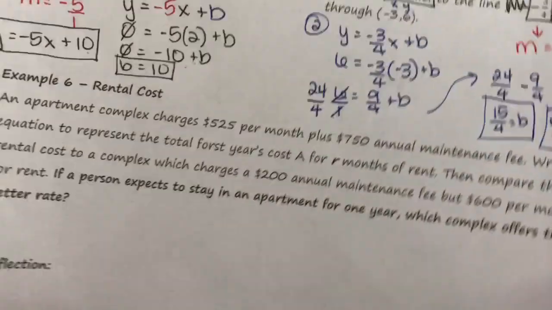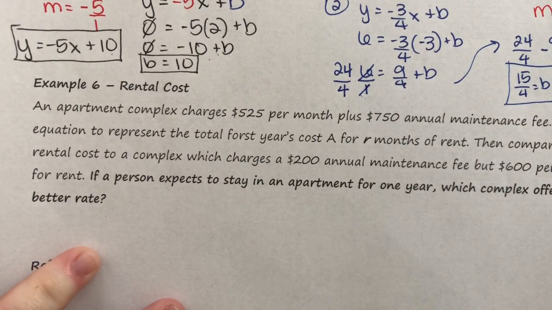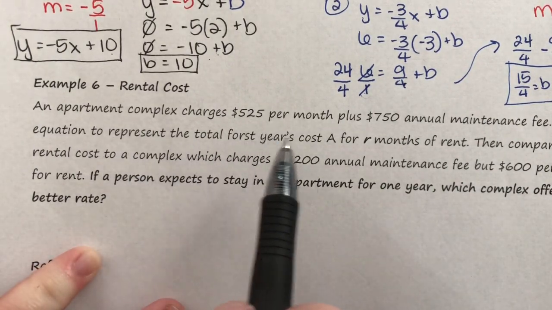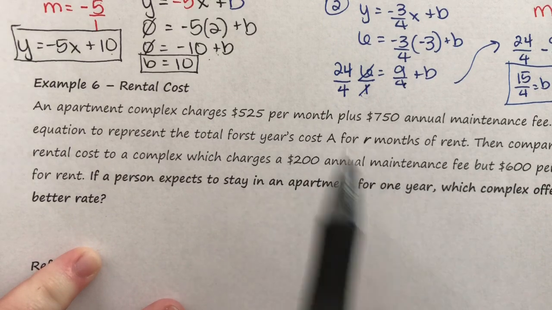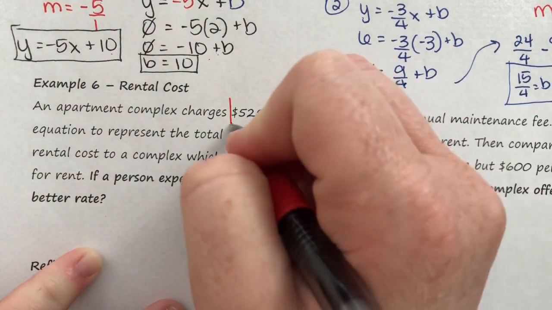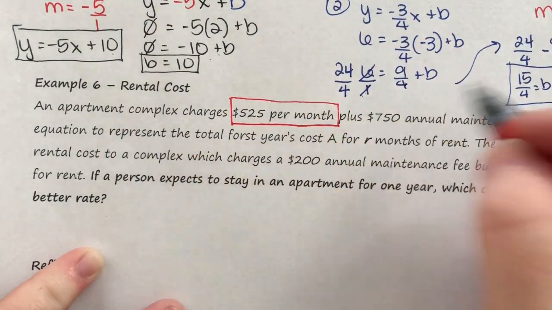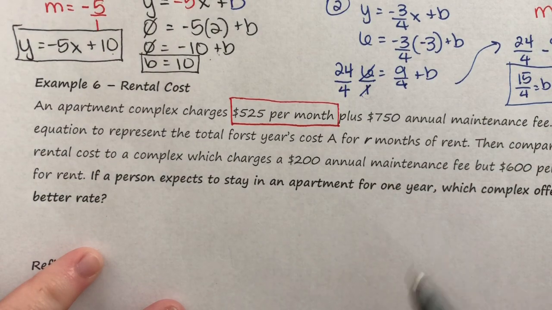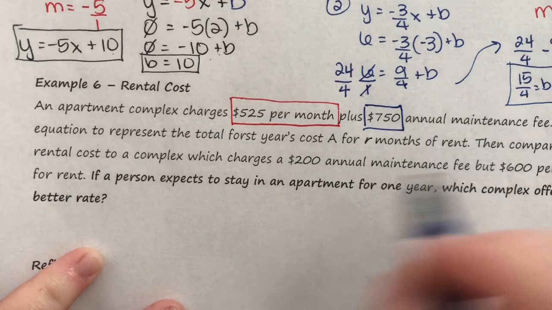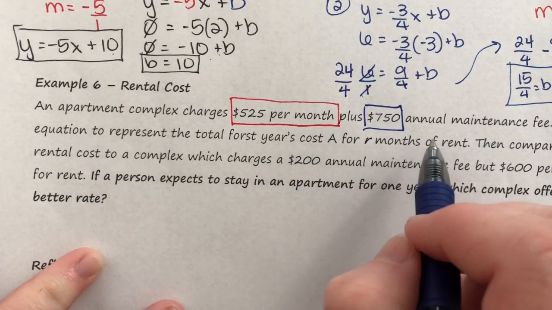All right, and last problem. It's a word problem, so we do have to do these. An apartment complex charges $525 per month plus a $750 annual maintenance fee. $525 per month, so the amount changes depending on the number of months you've been there, plus $750. Write an equation to represent the total first year's cost, A, for R months of rent.